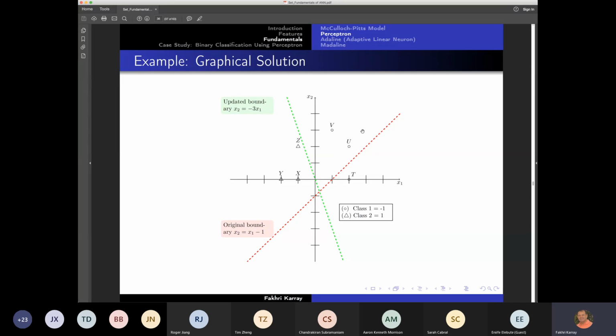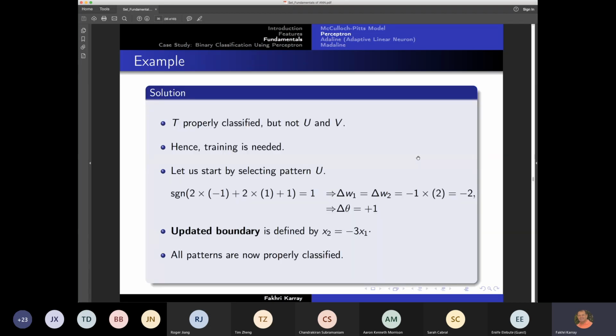So this is the first class. This is the second class. As you can see, with random original values, this is the boundary. This boundary is a wrong boundary because it only classifies T. However, V and U, which should be on this particular side, are not classified. So this particular boundary is not the right one.